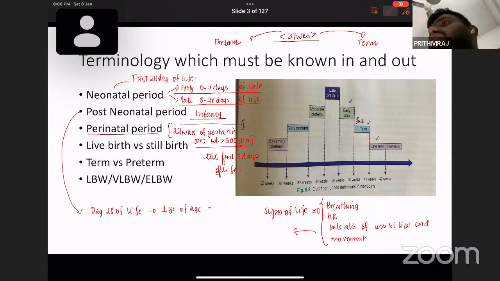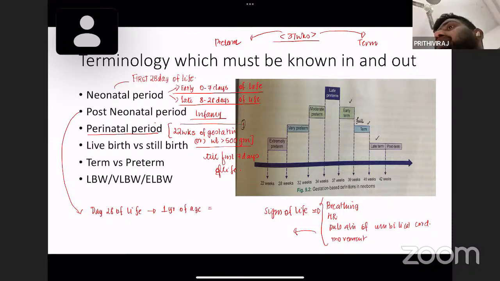Now you see the preterm is further classified as extremely preterm, very preterm, moderate preterm, late preterm. Extremely preterm, see this image, starts from 22 weeks to 28 weeks. Very preterm starts from 28 completed weeks to 31 weeks 6 days. Moderate preterm starts from 32 completed weeks till 33 weeks 6 days. Then late preterm starts from 34 completed weeks till 36 weeks 6 days.